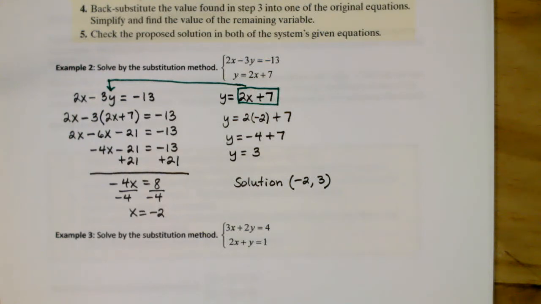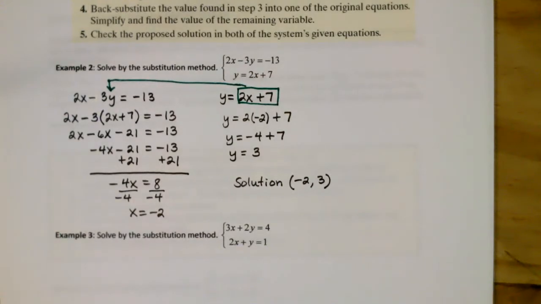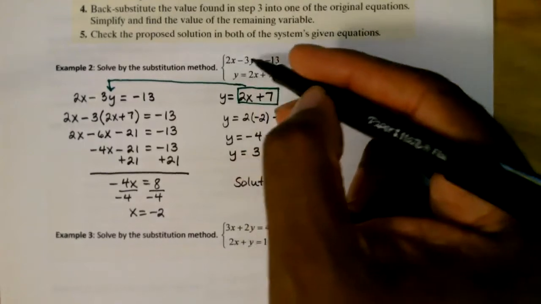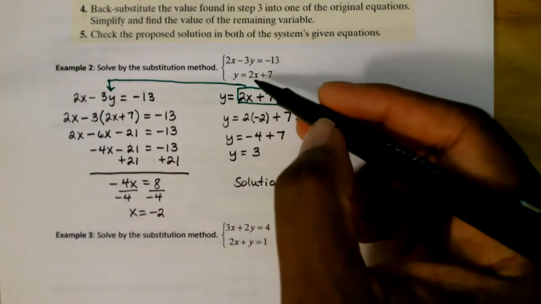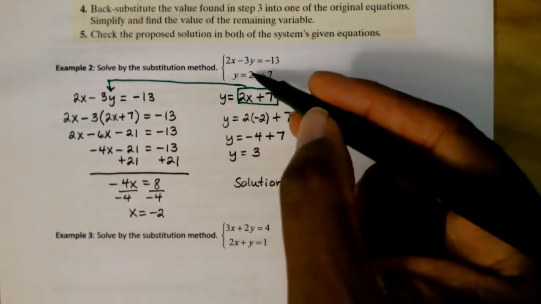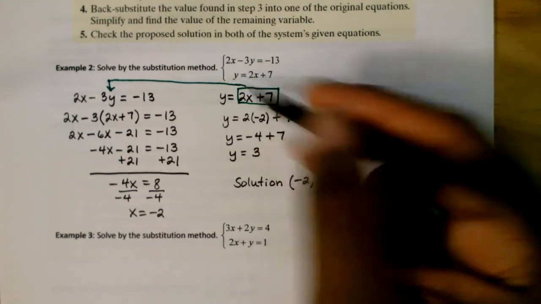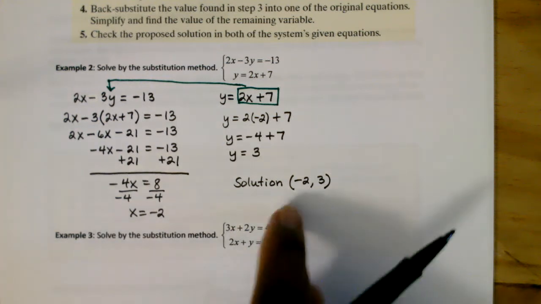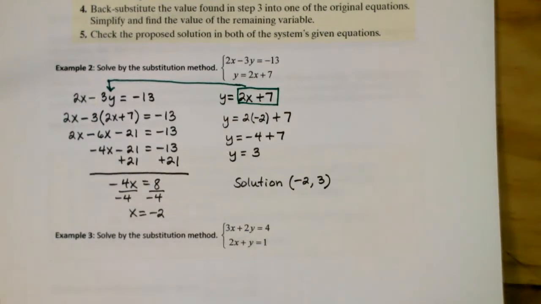Now, step number 5, I will leave up to you for the sake of time. But if you do the check, you can see that in this case, 2 times negative 2, that'd be negative 4. And then minus 3 times the 3 will be minus 9. So negative 4 minus 9 would give you negative 13. And then the last equation, y equal 2x plus 7. Well, if I do 2 times negative 2, that's negative 4 plus 7 would give me 3. And of course, y equal 3. So we can say for certain that the ordered pair negative 2, 3 is the solution to that linear system.